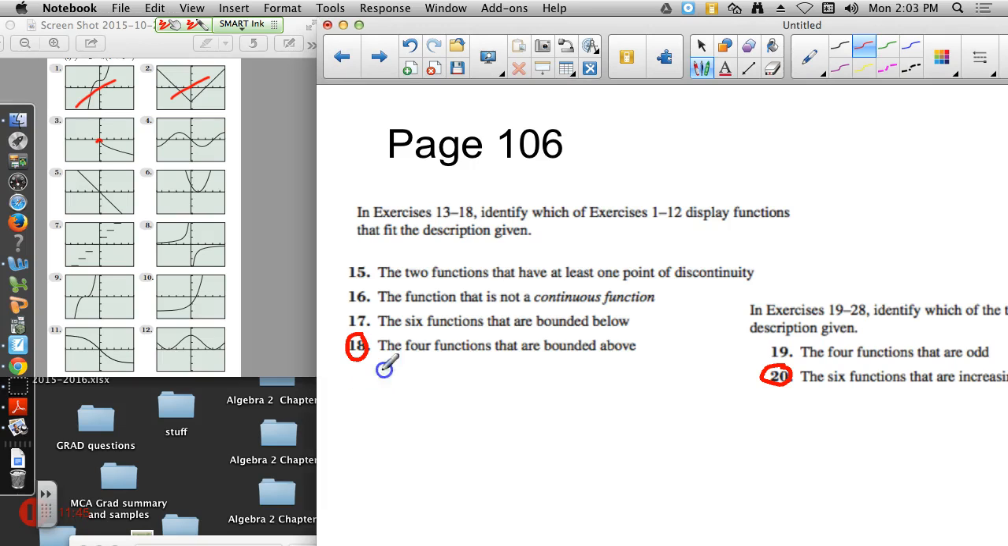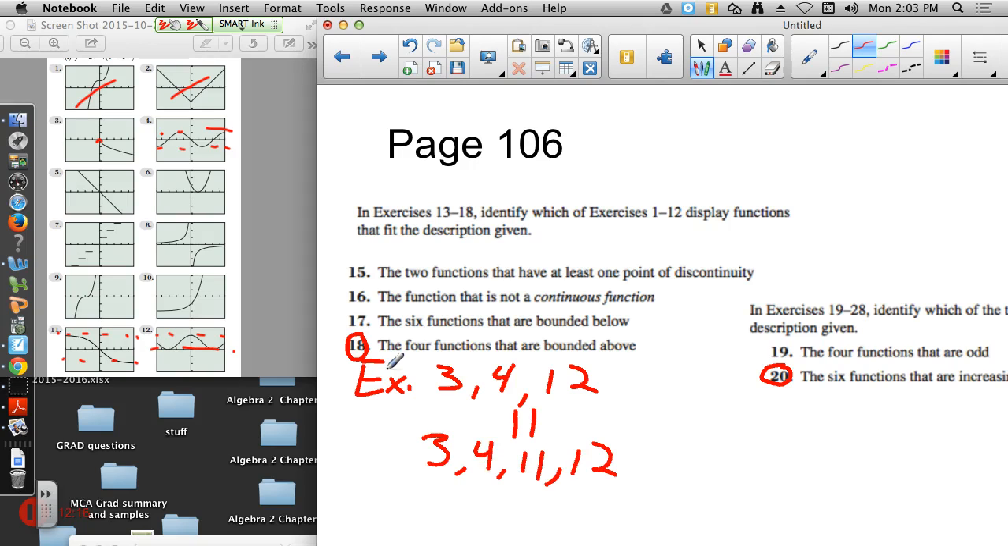So example 3 is bounded above. Then for number 4, anytime we have that cosine or sine wave, so we've got 2 of those, we know that's going to work. So example 4 and example 12. And we're looking for one more, and I see that I have that logistic function in number 11, and that one is definitely, remember, it has an asymptote above it. So that would be the 4th one. So 3, 4, 11, and 12.